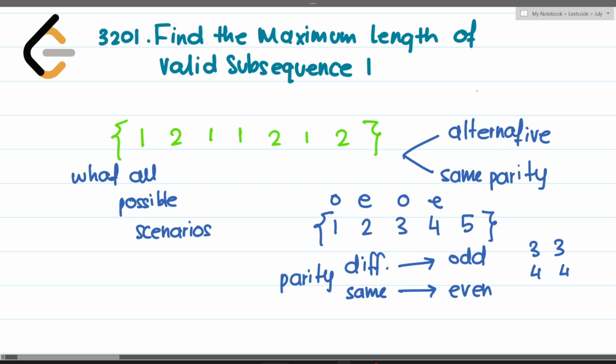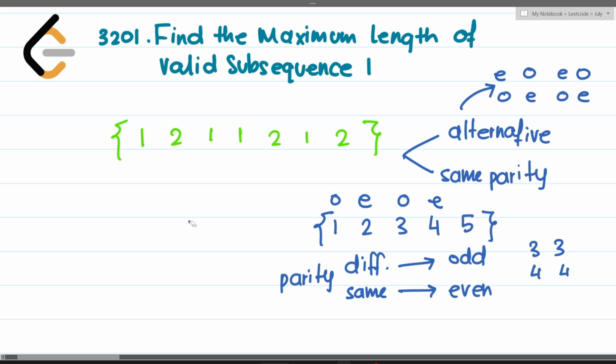So alternating parity means that you are either going to start with even, odd, even, odd, or you're either going to start with odd, even, isn't it? Now let me actually tell you what that actually means.